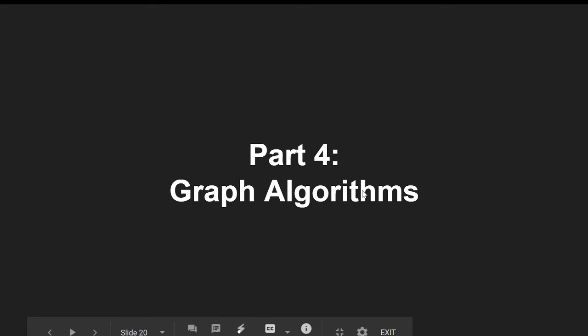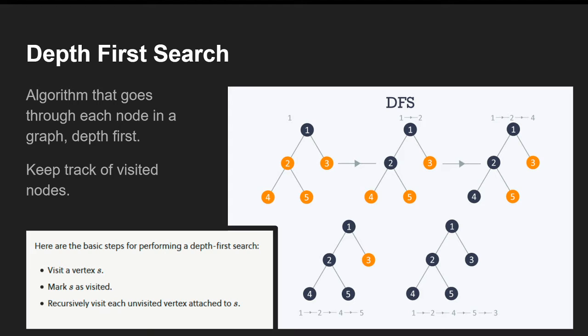All right, let's get to part 4, some graph algorithms. I'm going to go over 3 graph algorithms: DFS and BFS, that's depth first search and breadth first search, and the last one is going to be special. Okay, so let's go through depth first search first.